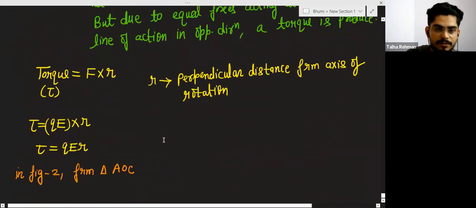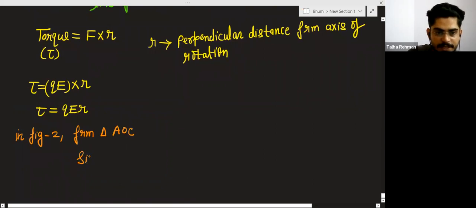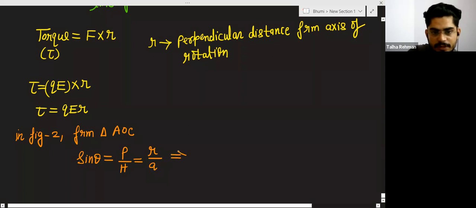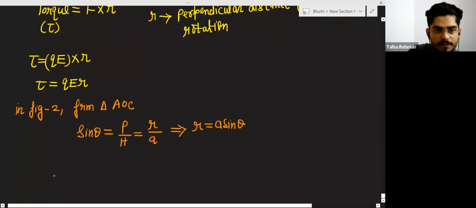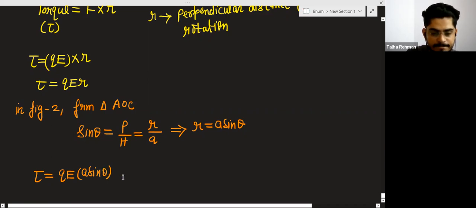So in triangle AOC, if you calculate sine theta, then sine theta will be perpendicular divided by hypotenuse, and perpendicular is r, hypotenuse is a. So you will calculate the value of r is equal to a sine theta. Now you will put the value of r here. So tau will become QE r. Instead of r, you will put a sine theta.